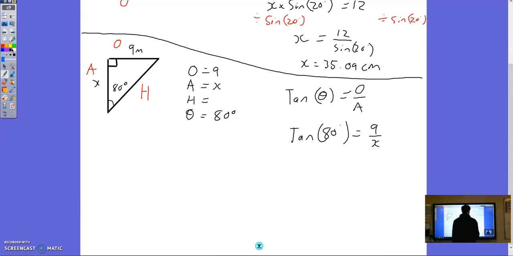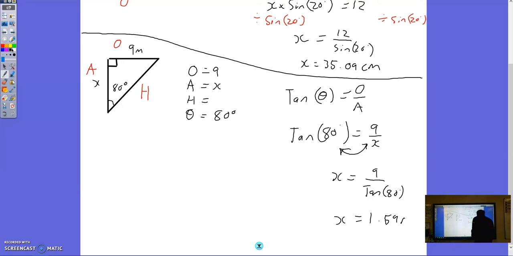This time I'm just going to use the swap method. So I'm going to swap x and tan, and I will get x equals 9 over tan of 80 degrees. Again, I'm putting this into my CAS calculator, but it will work the same on your scientific. Which gives 1.586, which would be 1.59. And the units here are meters.